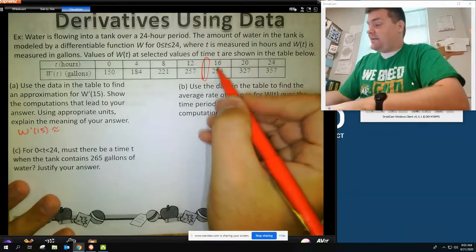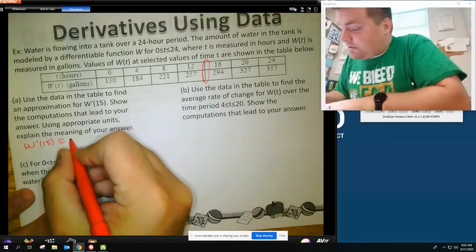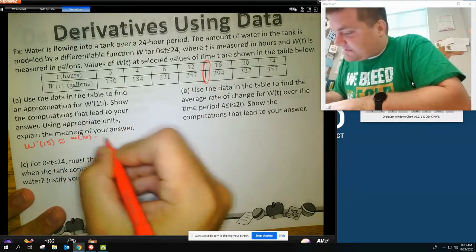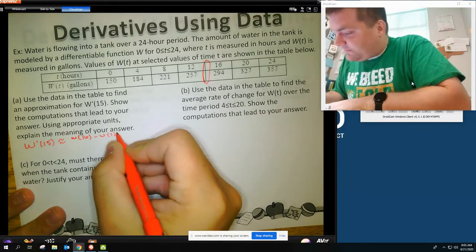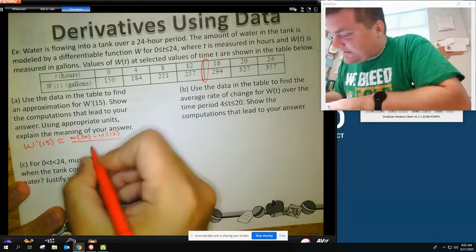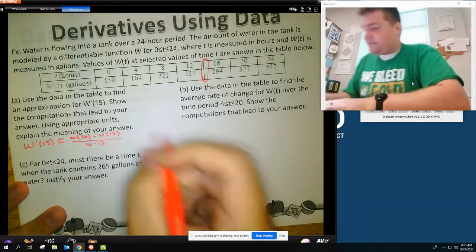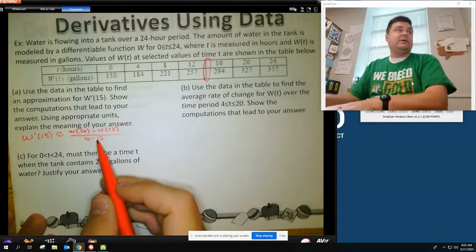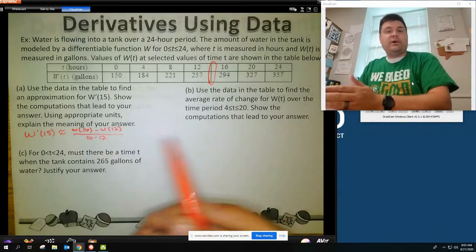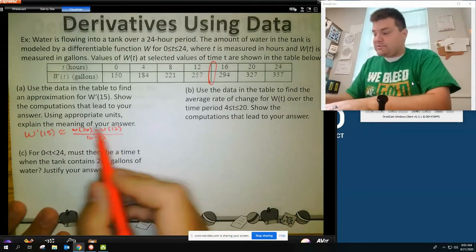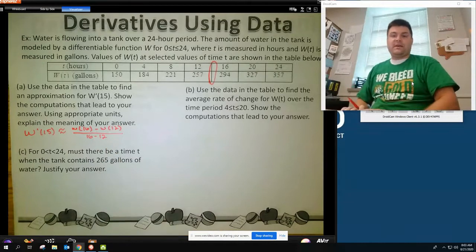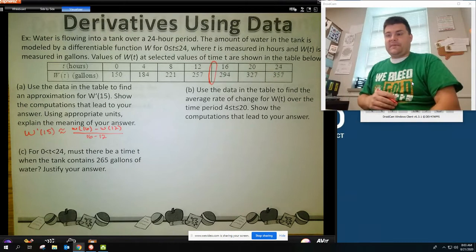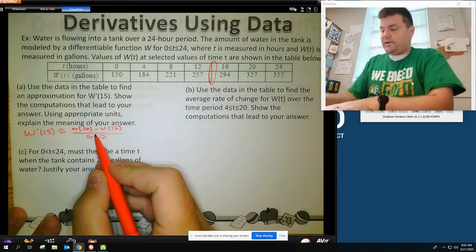So I'm going to find out what W of 16 minus W of 12, over 16 minus 12 is. You do need to show this work. Absolutely. If this is a 2-point problem or a 3-point problem, this is probably going to be worth one of your points. Usually these problems are worth 3 points, so I'll point that out as we go through this. This is 1 point right here.